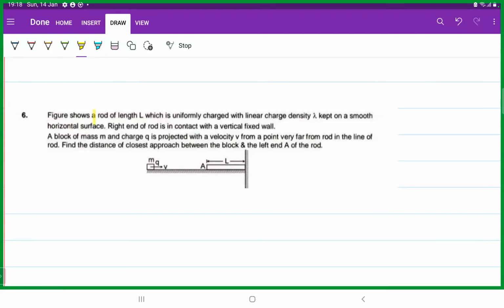We have a rod of length L, uniformly charged with a linear charge density lambda, kept on a smooth horizontal surface. It's smooth, okay? And the right end of the rod is in contact with a vertical fixed wall. A block of mass m and charge q is approaching this rod with a velocity of v from a point which is very far away from the rod. We have to find the distance of closest approach between the block and the left end A of the rod.